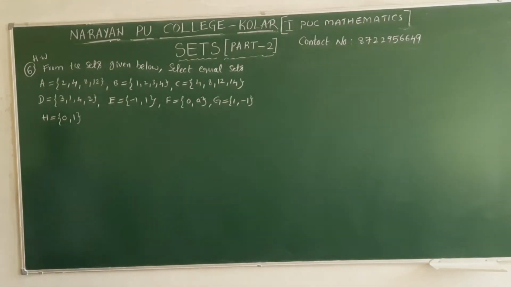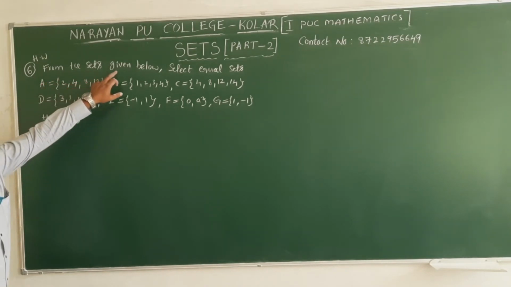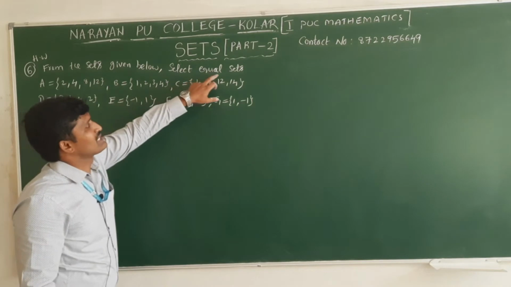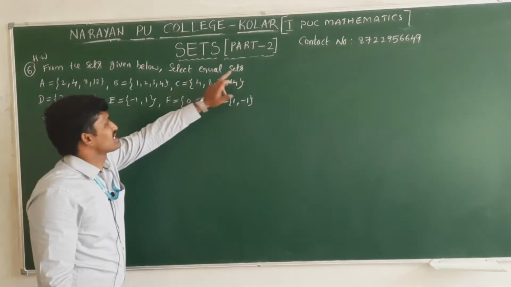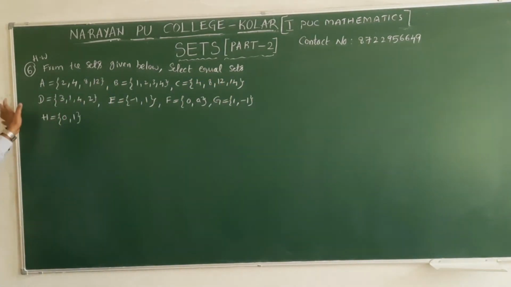So question number 6. From the sets given below, select equal sets. Which are equal sets, in this we need to identify. It's homework, you can do it easily. Equal sets means each element in one set is also an element in the other set. Okay? This one you can try. Homework question. Next, this exercise 1.2 is also finished.